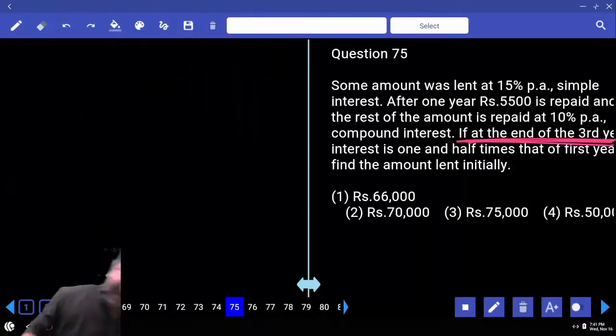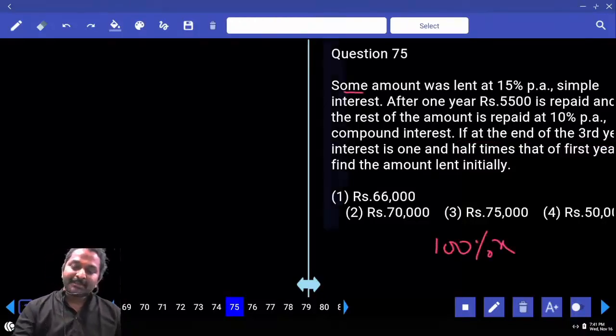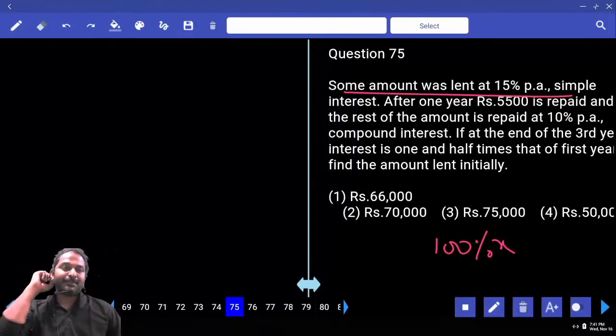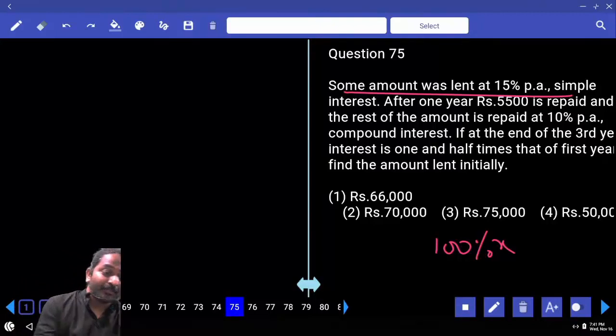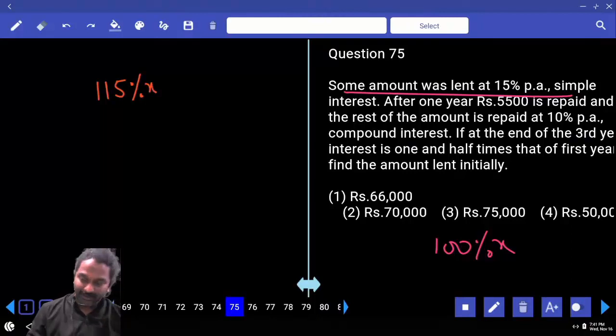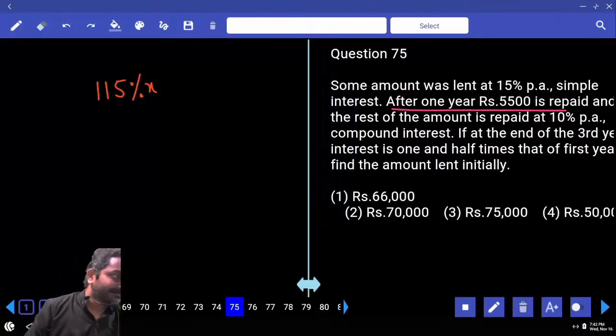Okay. Now let the amount be 100% of x. Some amount was lent at 15% per annum simple interest. After 1 year, it becomes 115% of x, correct? Out of that, after 1 year, 5,500 is repaid. Out of this, 5,500 is paid. What is the remaining money?